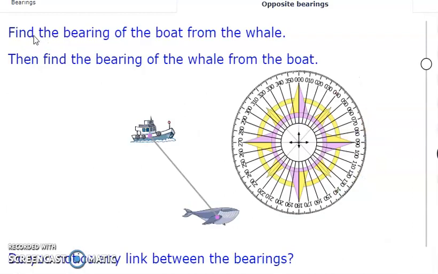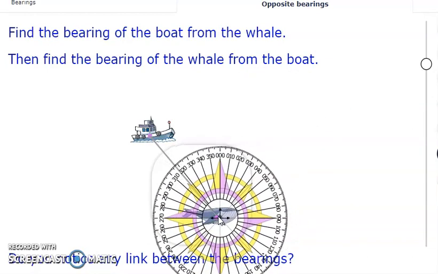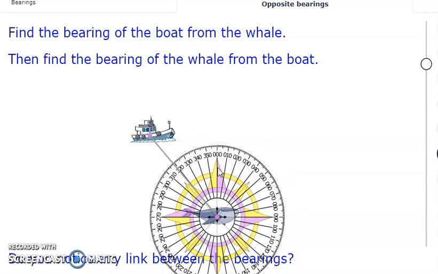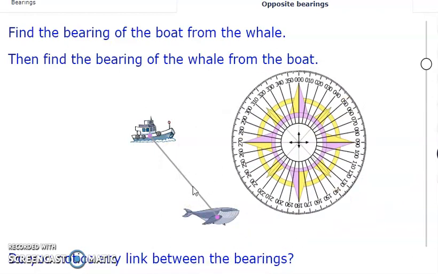Find the bearing of the boat from the whale. From this whale, you have to find the bearing of the boat. So you imagine yourself standing over here and looking at the boat. And then bring it here. And we have to measure this angle in the clockwise direction. At this angle we are getting 319, 1 degree less than 320. I hope it is clear.